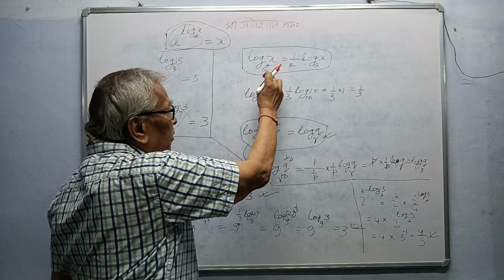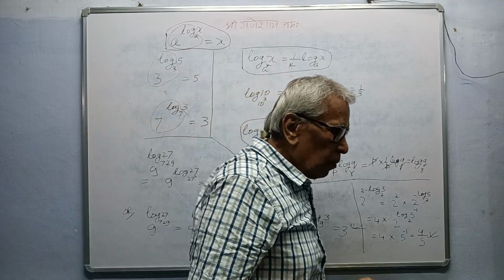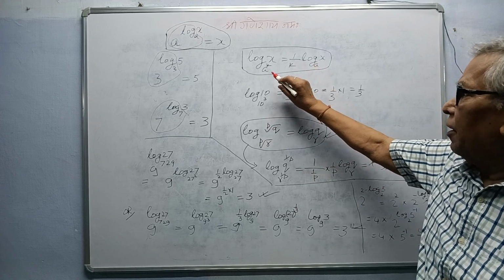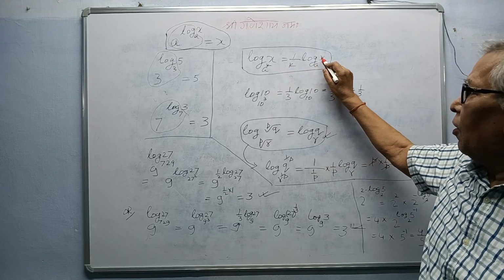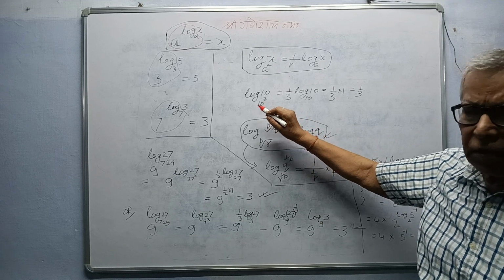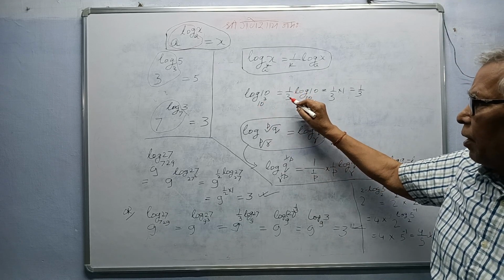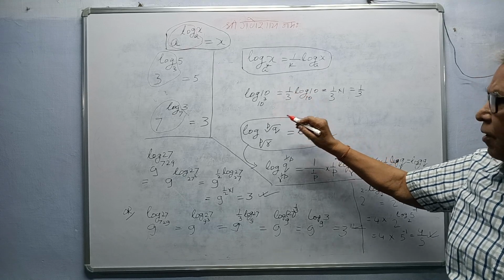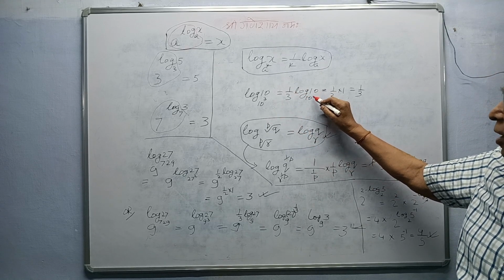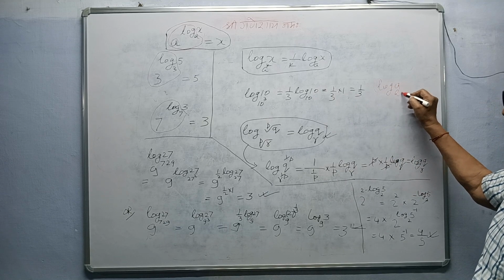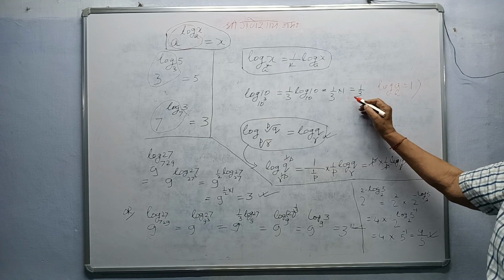Log x to the base a to the power k is equal to 1 by k times log x to the base a. Log 10 to the base 10 cube: this 3 will come here, 1 by 3 times log 10 to the base 10. Same base, so log a to the base a is equal to 1. So this is 1, so the answer is 1 by 3.